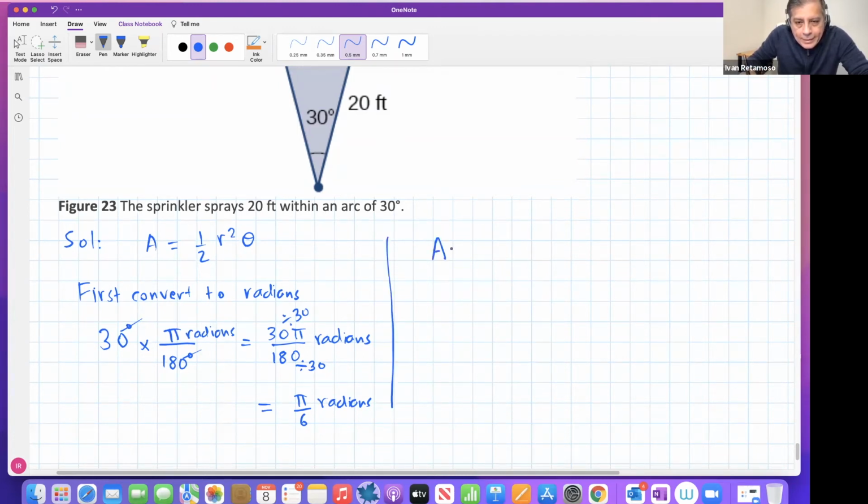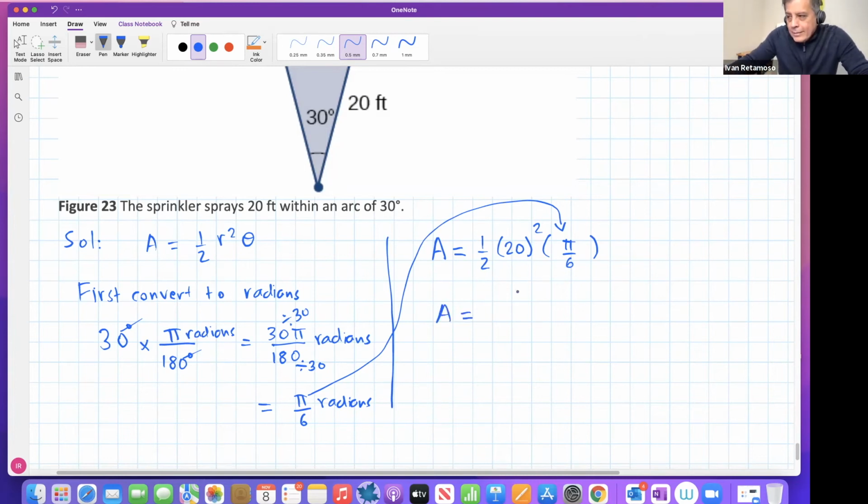So area will be equal to 1/2 times the radius, which is given, 20 feet squared, times theta. But theta we discover is just this guy, pi over six. And I could have written this as a decimal instead, it doesn't matter, because if the answer is gonna come out as a decimal, it shouldn't matter. Feel free to do that.